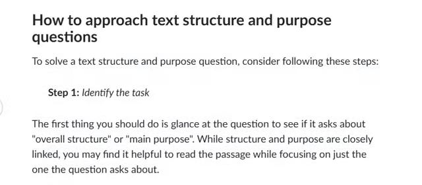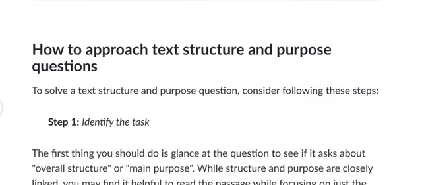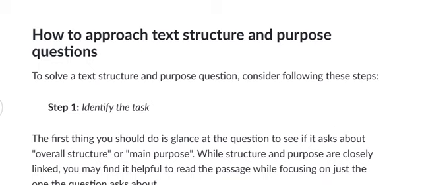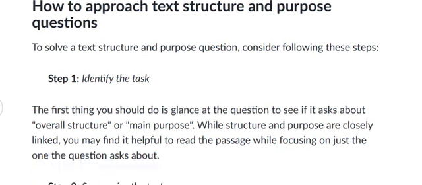So the question that comes to us is, how do we approach these text structure and purpose questions? Identify the task. The best trick that I've always told you guys is to read the question, to read what it's asking you. It's probably asking about overall structure or main purpose. If it asks about the overall structure, keep that in your mind and then read the passage. And if it's asking about the main purpose, keep that in mind and answer accordingly.